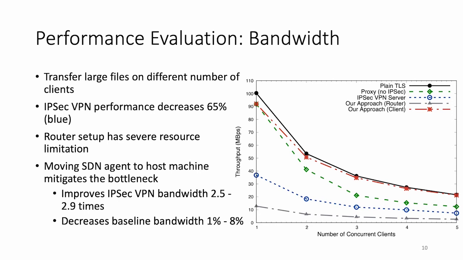As a result, we found that for our architecture, when we put the SDN agent on an on-host device, shown by the red line, it improves IPsec bandwidth 2.5 to 2.9 times and only decreases the baseline performance by 1 to 8%. However, shown by the green line, the throughput is much lower because of the limited computation resources of the physical router.